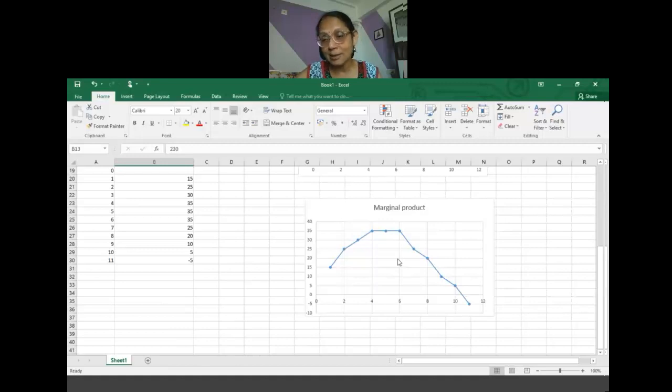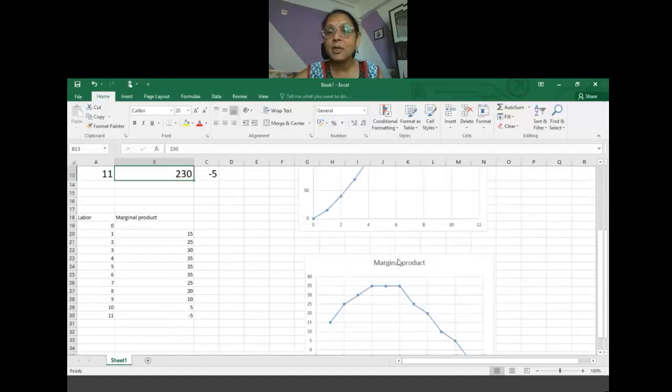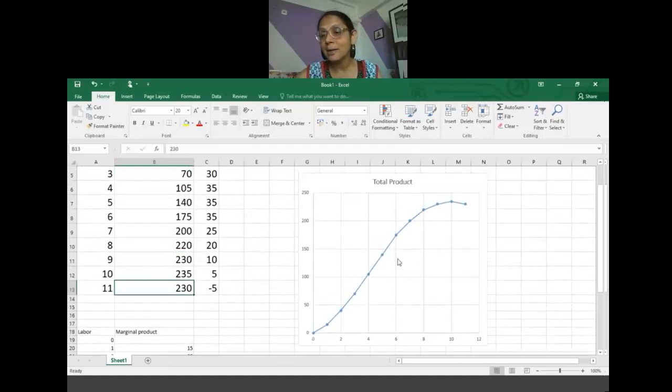So that is all that you had to learn as far as this particular class is concerned, that you learn to draw the total product curve in such a way that it is increasing, but at an increasing rate, constant rate, diminishing rate, and then negative rate. Okay, that's all that we needed to know.